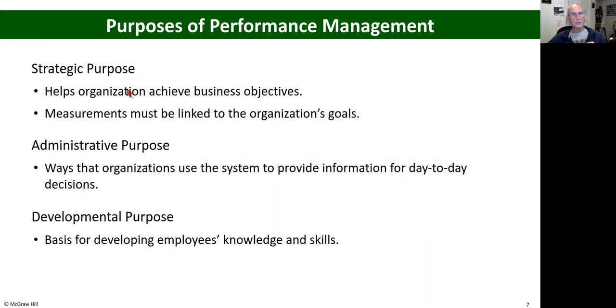There's a strategic purpose. The whole idea behind it is to make sure that the business is meeting its goals and the things that are necessary. It provides information for day-to-day decisions, and a lot of times the performance reviews are also used for pay increases and various things like that. And it's also to help people as far as their development is concerned in the current job and then also for the future.